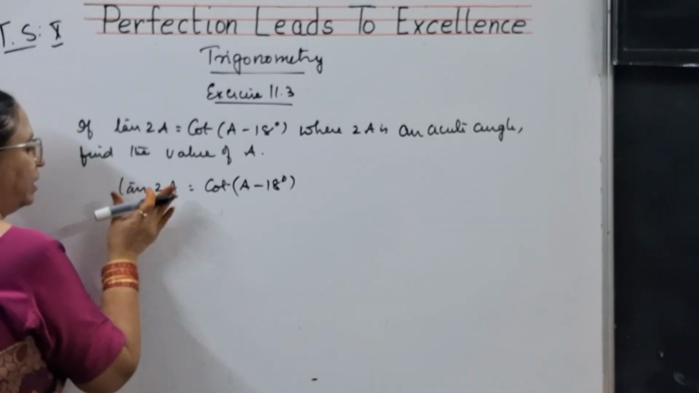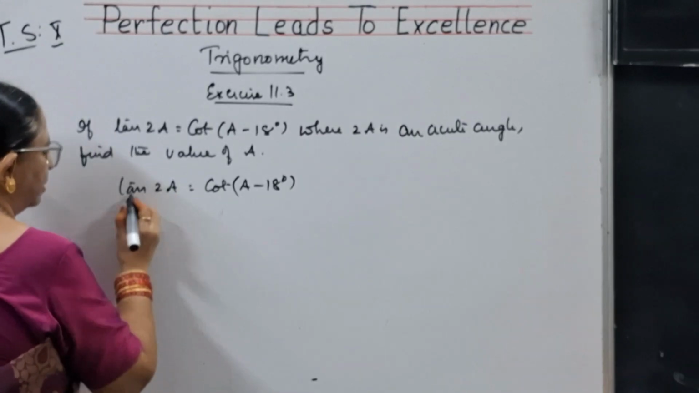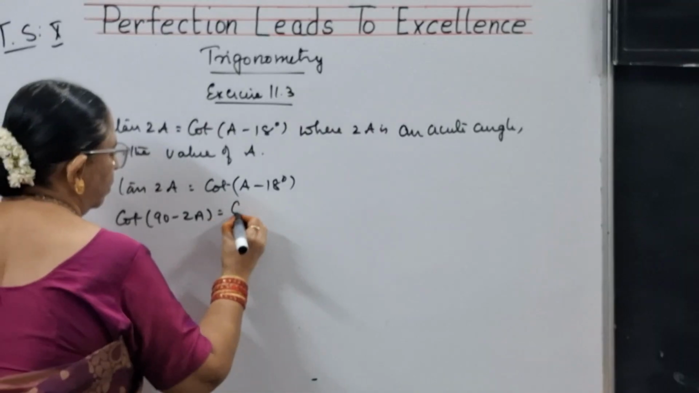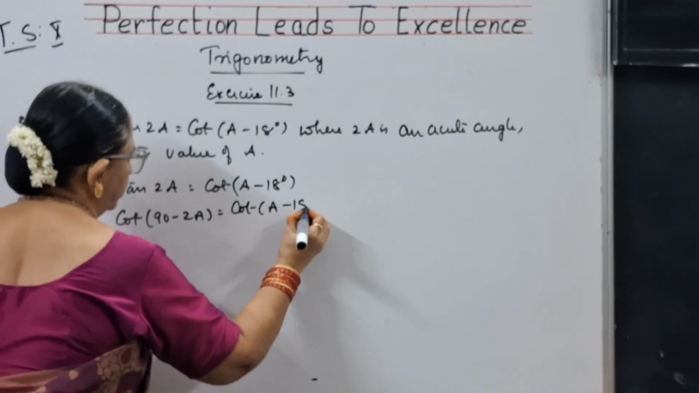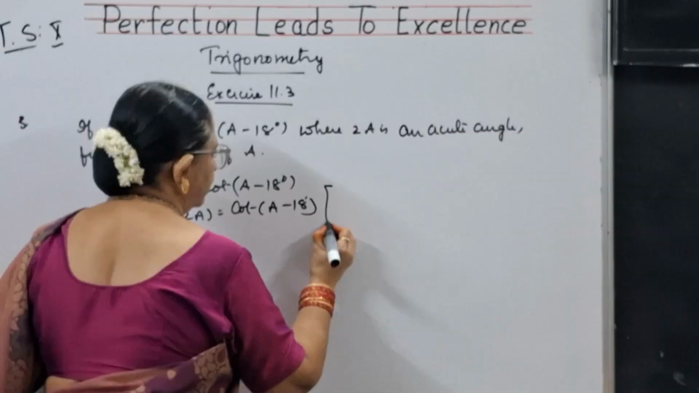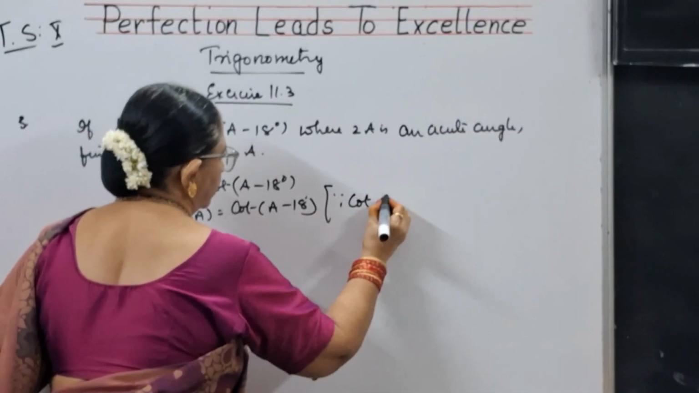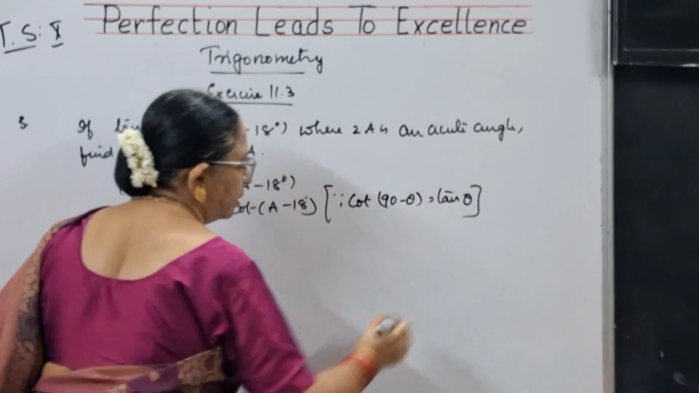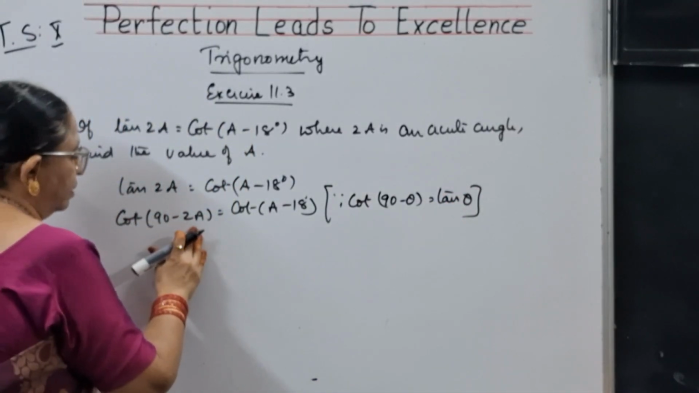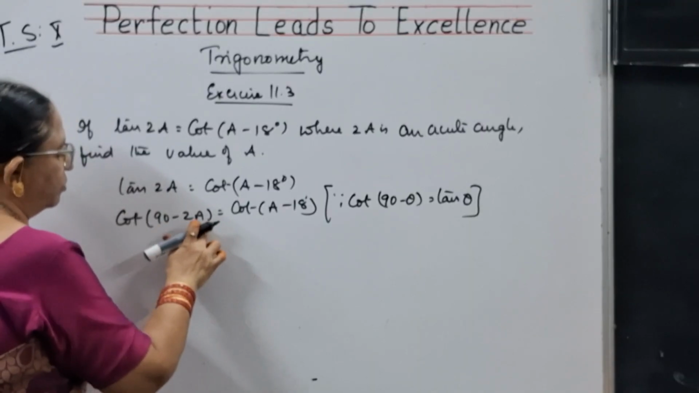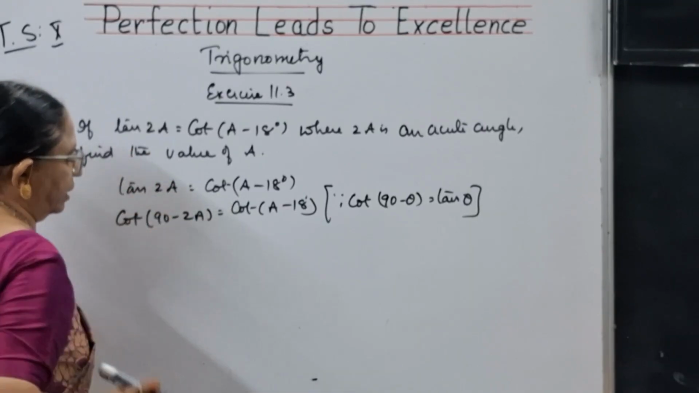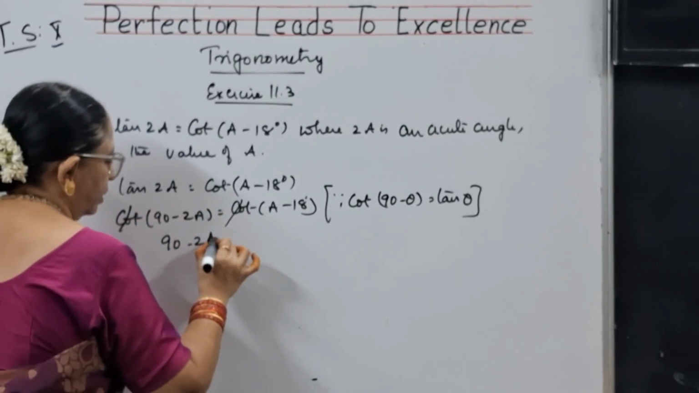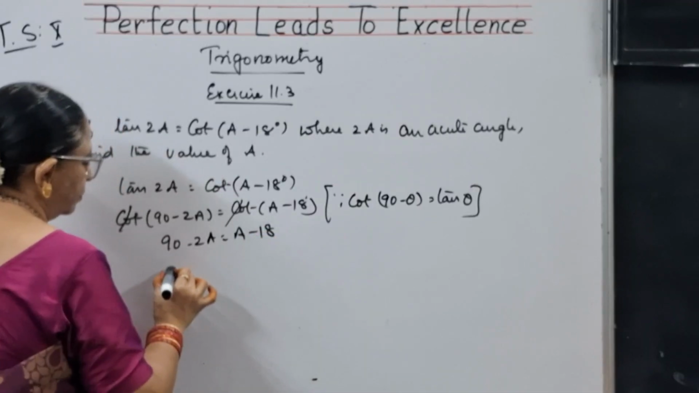Now let us convert tan into cot. That means tan 2a can be written as cot 90 minus 2a. Cot 90 minus 2a is cot a minus 18. The reason is cot 90 minus theta is equal to tan theta. We are using this, children. Tan 2a means cot 90 minus 2a. So this means let us cancel the cot: 90 minus 2a is equal to a minus 18.